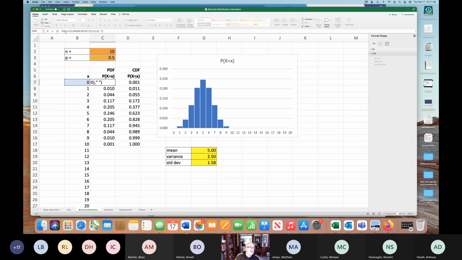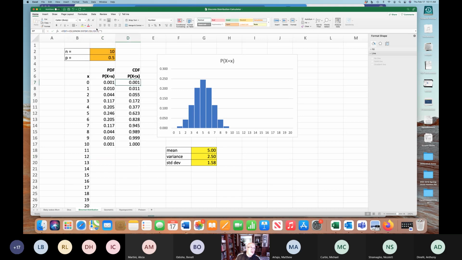So what it says is, if B7, if X, so the X is 0, is less than the sample size, then it calculates a binomial distribution. So the way the if function works, it gives a relation. If this is true, then it calculates a binomial distribution, and if it's false, I just leave a blank space. So I did that for both.